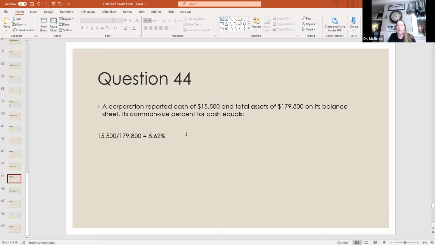So this way you can compare. For instance, when the economy crashed and accounts receivable started going up because people weren't paying their bills, they were financing things, you could compare the effect on a smaller company and a larger company. That's why it says common size. When you convert it to a percent, then it's meaningful when you're comparing different sizes of companies. Does that make sense?